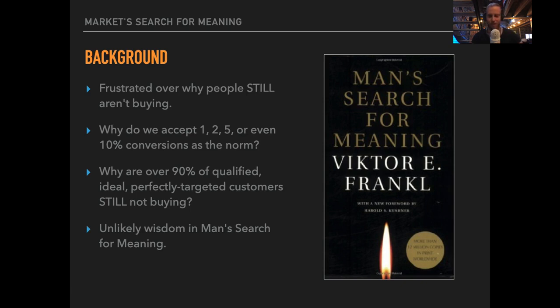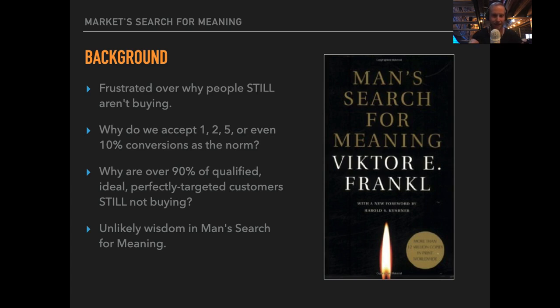And the question that was driving this is: why do we accept 1, 2, 5, or even 10% conversion rates as the norm? Within that, why are over 90% of qualified, ideal, perfectly targeted, perfectly nurtured customers still not buying? That's a lot of people who should be buying that aren't buying, and it makes no sense to me why we settle for that without digging into the why and trying to unpack that.